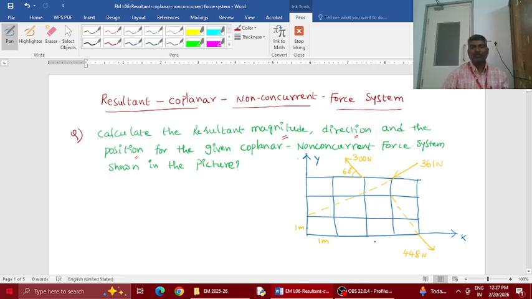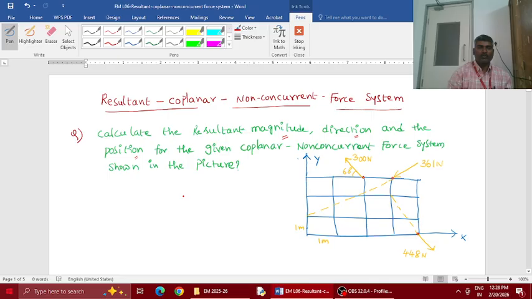This figure shows a non-concurrent force system. You can see there is a force acting here, there is a force acting here, and there is a force acting here. So 300 Newton at 60 degree with x-axis, and 361 Newtons with some angle which is not given and has to be found. Similarly, 448 Newtons, angle not mentioned but given in the form of geometry.